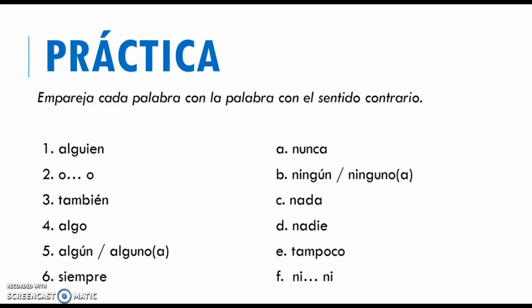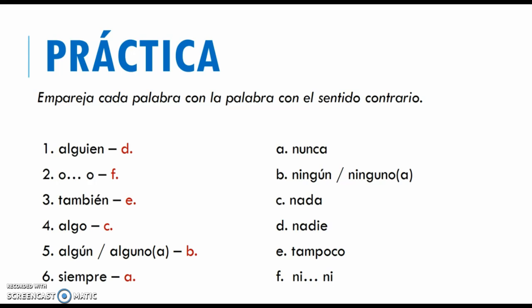Some things that might help you in the future. También y tampoco, they're opposites. We can identify those quickly because they both start with T. O and ni, they just look like they belong together. And then hopefully some of these you'll be able to recognize because they are familiar words like siempre and nunca. Also notice that alguien, that algún and ningún rhyme, they seem like they belong together. So really you only have to pay attention to número uno y número cuatro.